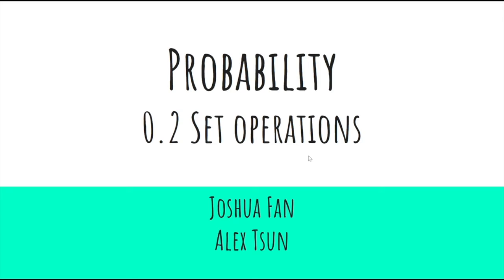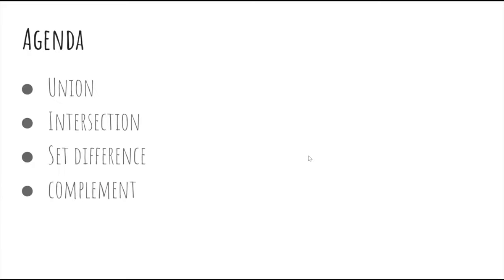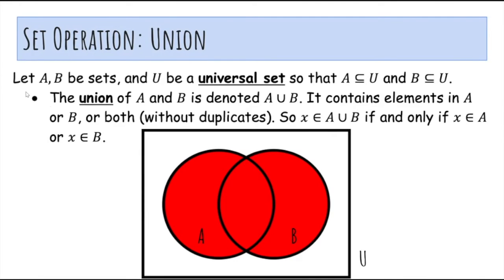Hi! In this video we'll introduce some key set operations including union, intersection, set difference, and complement. So in all these examples, A and B are sets and U is a universal set that contains all the elements that we could possibly care about. So A is a subset of U and B is also a subset of U, the universal set.